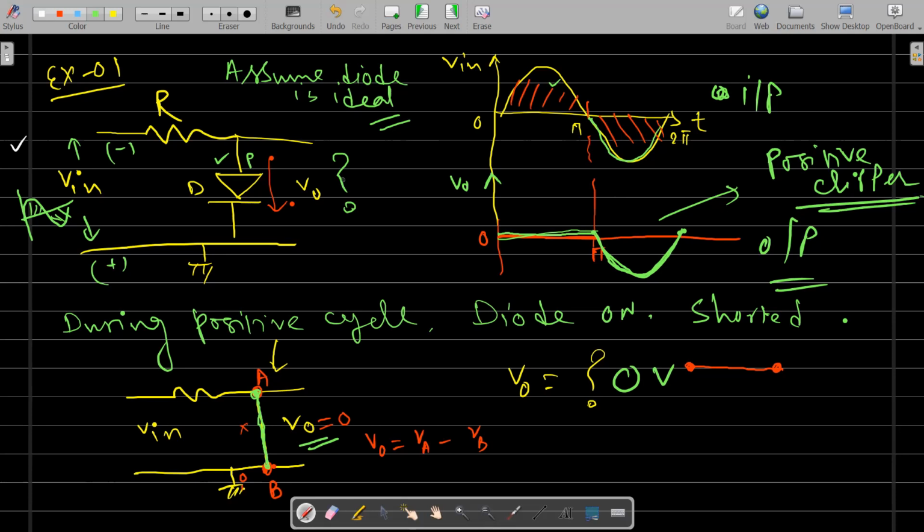And of course, you can say it is one type of half wave rectifier, because at the output you are getting only one half cycle. So we can say that the half wave rectifier is also one type of clipper circuit. A very simple example of a clipper circuit is the half wave rectifier.